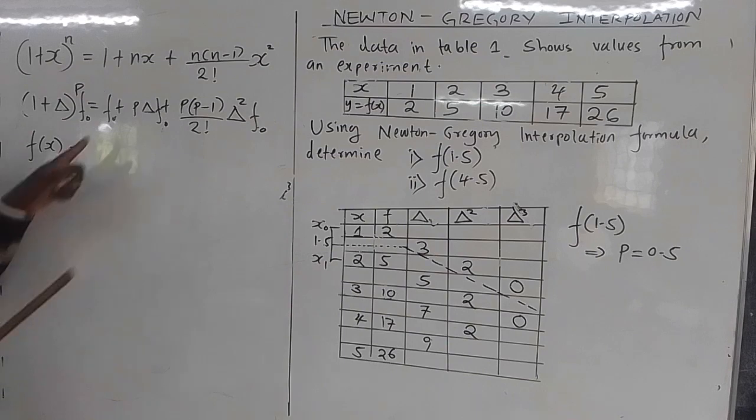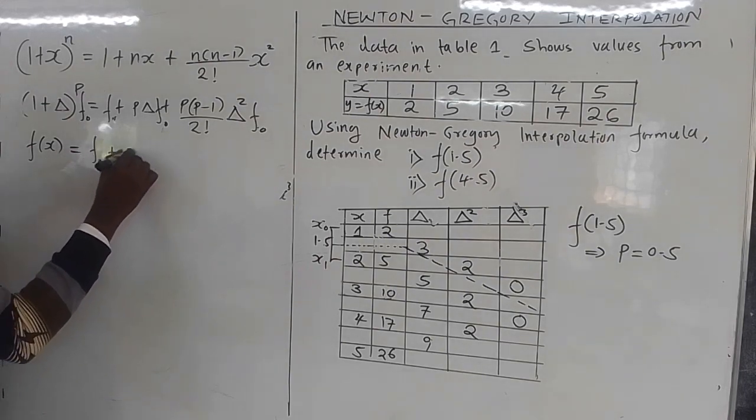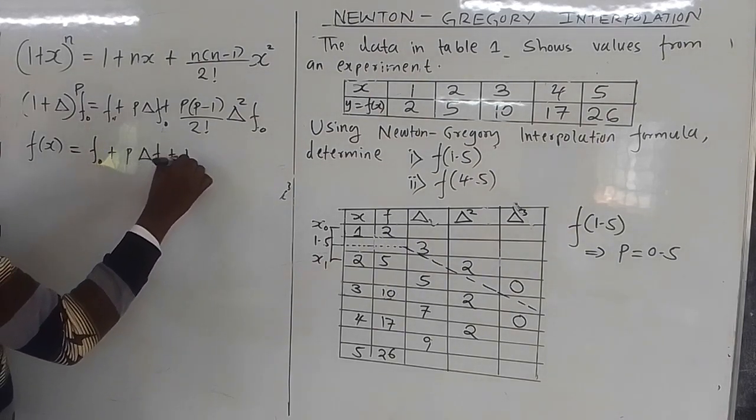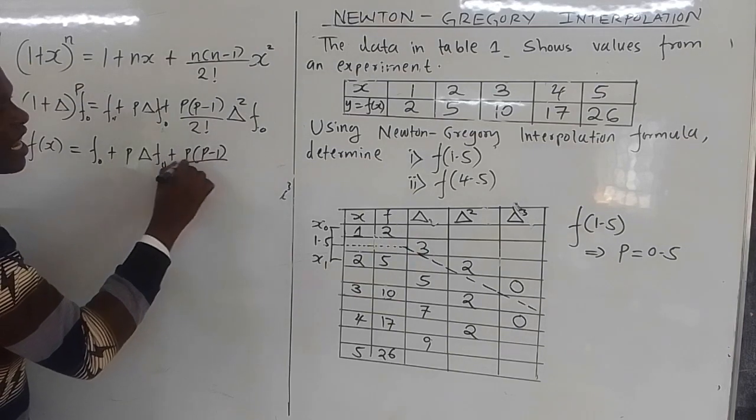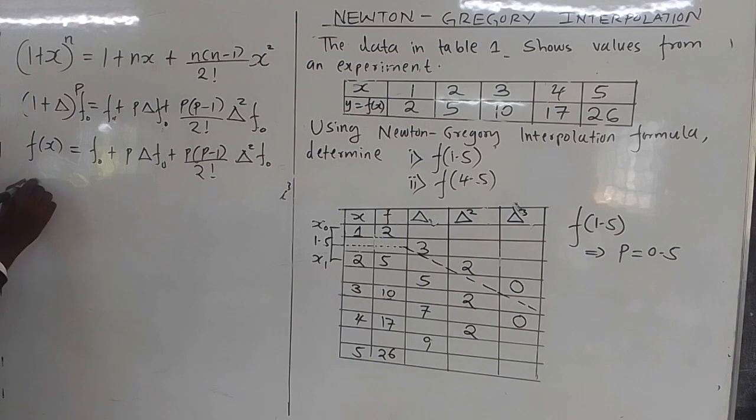So this f of x is what? What is f naught? Okay, before we substitute, let me just say f of x is f naught plus p delta f naught plus p into p minus 1 over 2 factorial delta squared f naught. So that guy starts substituting.